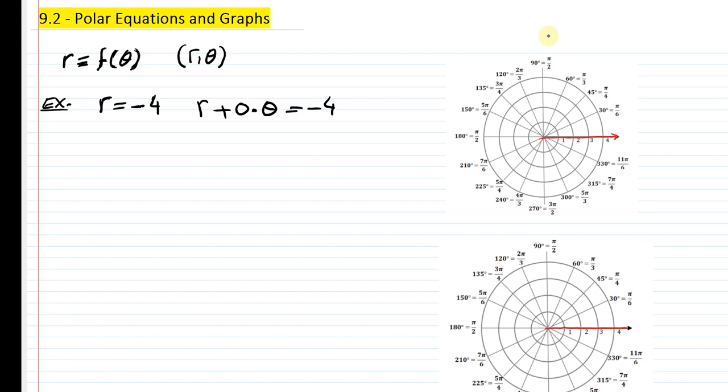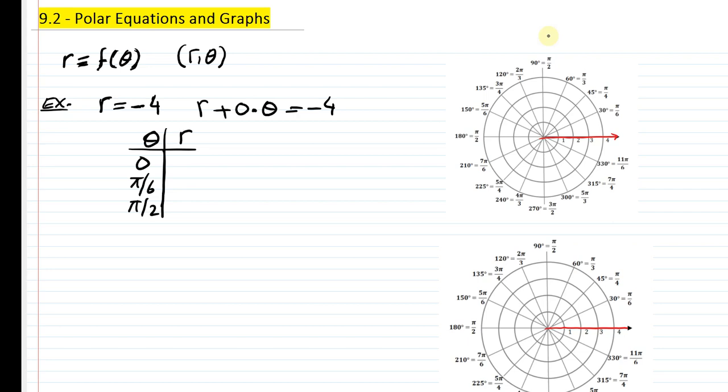Now the fact that I have 0 theta suggests that theta can be any real number, right? So for example, you can choose theta to be 0, or in degrees, 10 degrees, 20, 30, 40, whatever the measure of the angle. The equation is independent of theta, so the value of r is always -4. Now, if I want to get points so I can plot them on my grid, I'm going to let theta be 0, pi over 6, and pi over 4. Just these three numbers will suffice.